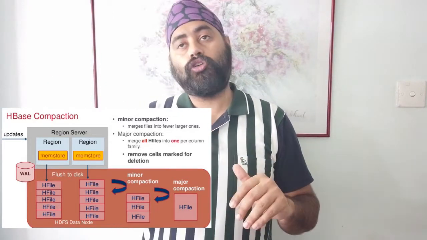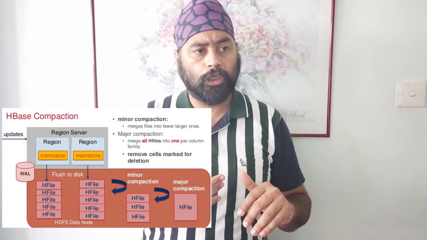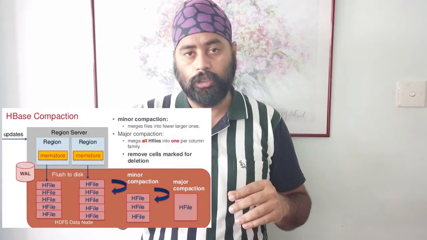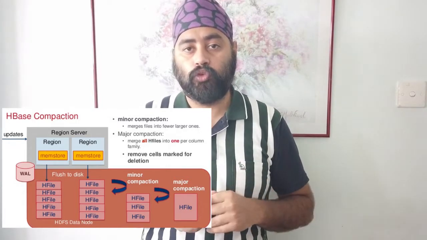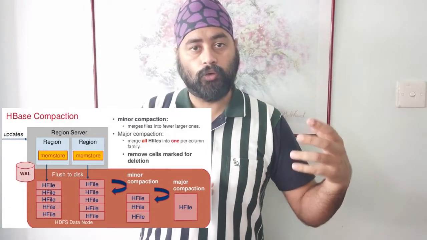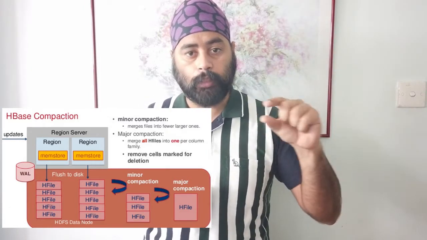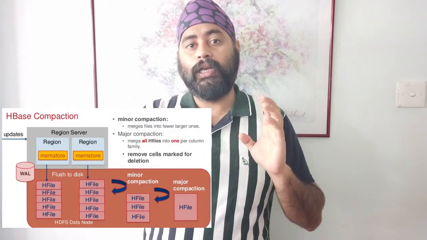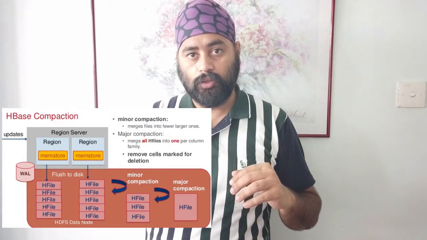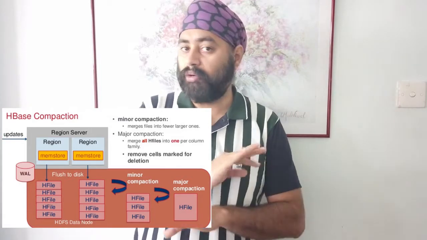Also, major compaction helps with another concept in HBase: when you create a table, there's a configuration where you can mention time to live. It's a beautiful feature. When I define my HBase table, I can say time to live 6 months. Then any data in that table which is older than 6 months will get deleted automatically. You don't have to do anything.